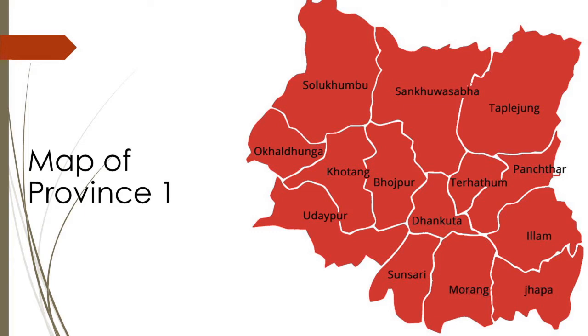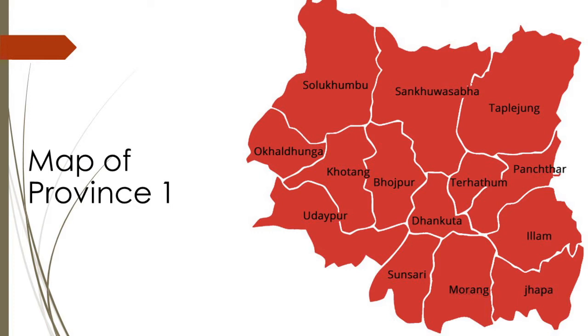It consists of all three geographical regions. The Tarai area, like Jhapa, Morang, Sunsari, these are the districts of Tarai. And the hilly area, you can see, Khotang, Bhojpur, Dhankuta, and the Himalayan region, you can see districts like Solukhumbu, Sankhuwasabha, Taplejung, right? These are the districts of the Himalayan region. We'll study this in detail.